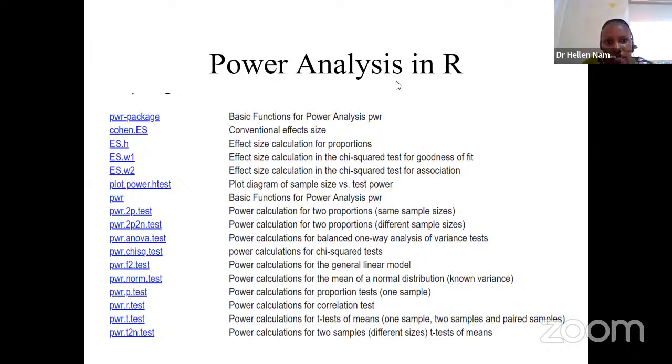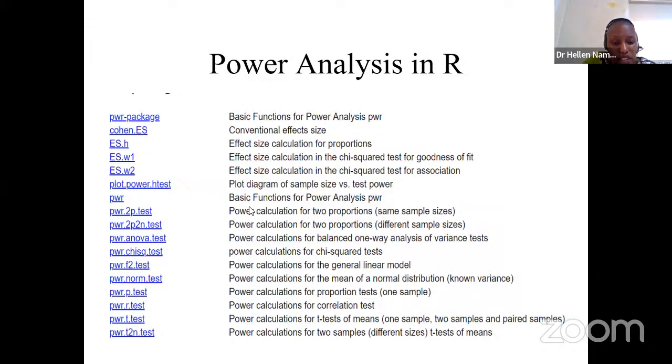Within R, you can determine the sample size using the pwr package. Okay, we are going to use the pwr package, and this one has all the basic functions that we need in case we want to calculate our sample size. Of course, as a package, there are many other things that you can read about. For example, cohen.ES, this is the conversion effect size. Already, these are inbuilt functions. All you need to do is to understand when to use the different functions to support you in getting the required sample size.